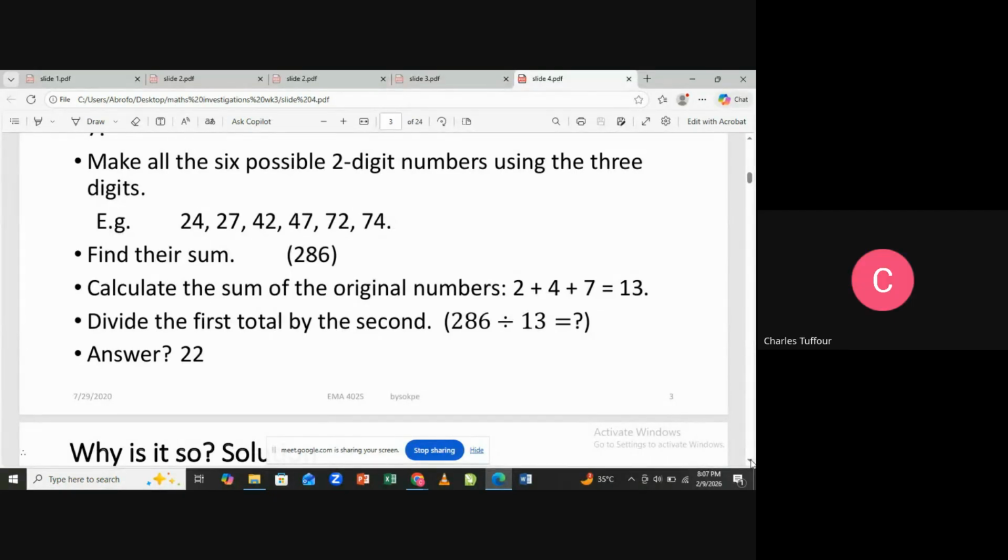Now, final step. Divide the sum of the 2-digit numbers by the sum of the 3-digit values. Sir, I'm done. What did you get? Sir, I got 22. 22. I also had 22.